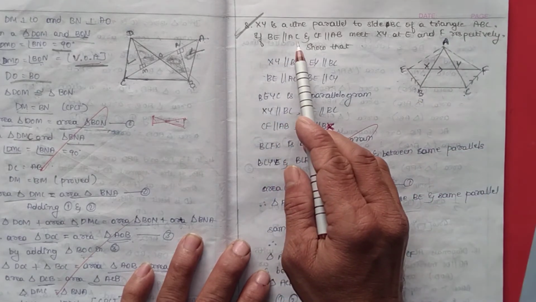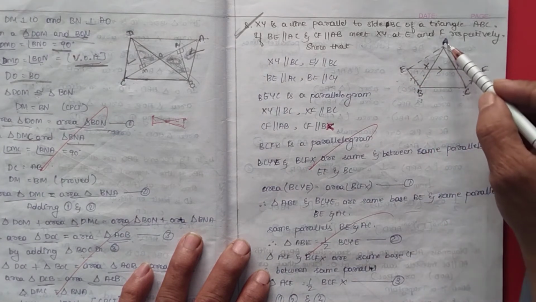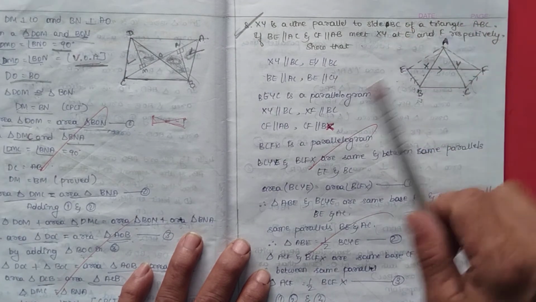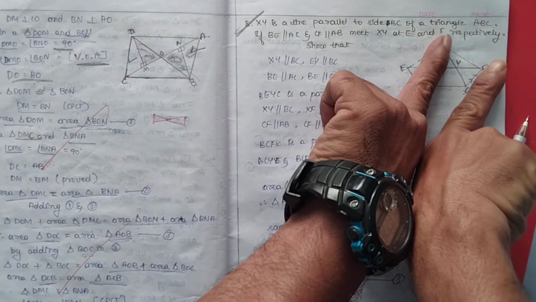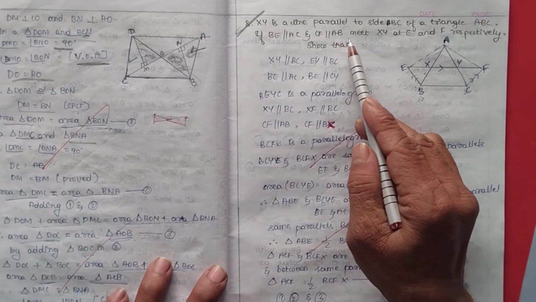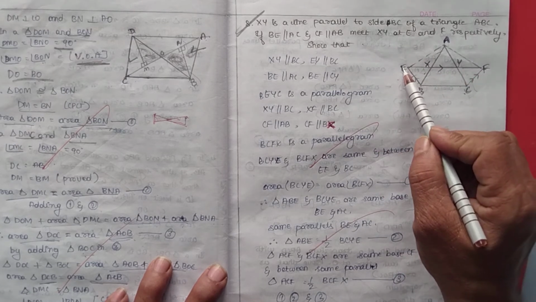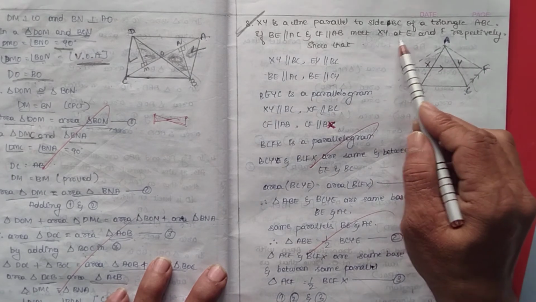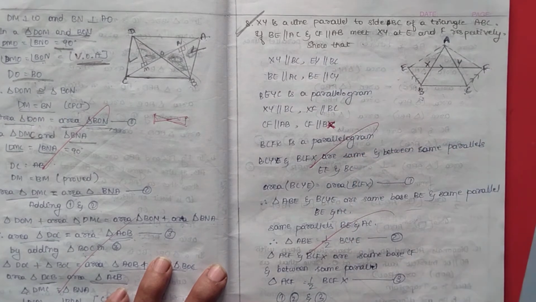Then you see, BE is parallel to AC. See the line AC? This line is parallel to this line. And CF is parallel to AB. These two lines meet XY at E and F respectively, extending the lines of the given figure. Show that, we have done the question already. Show that, what we have to write.